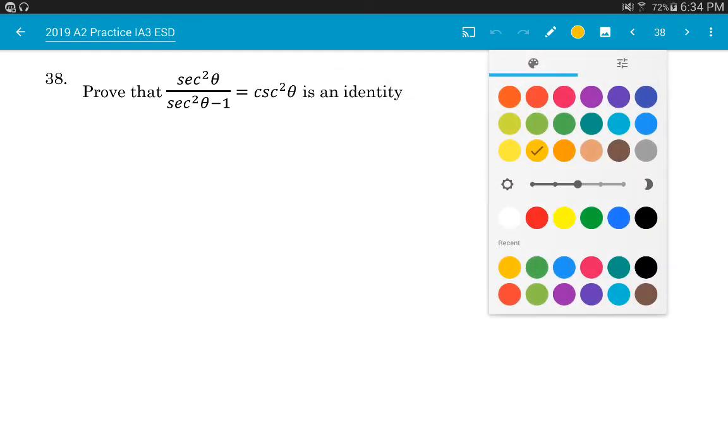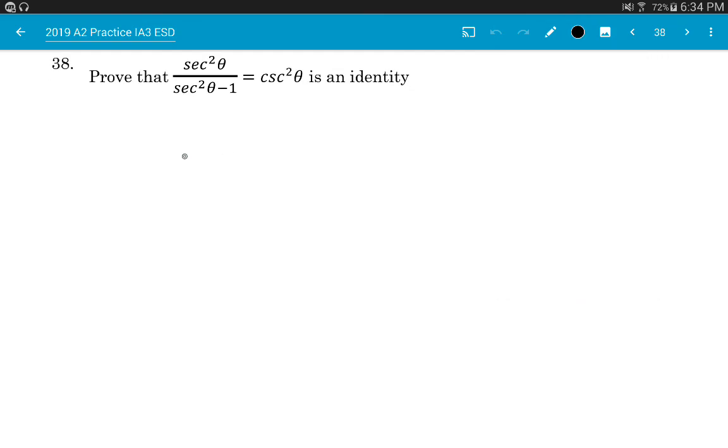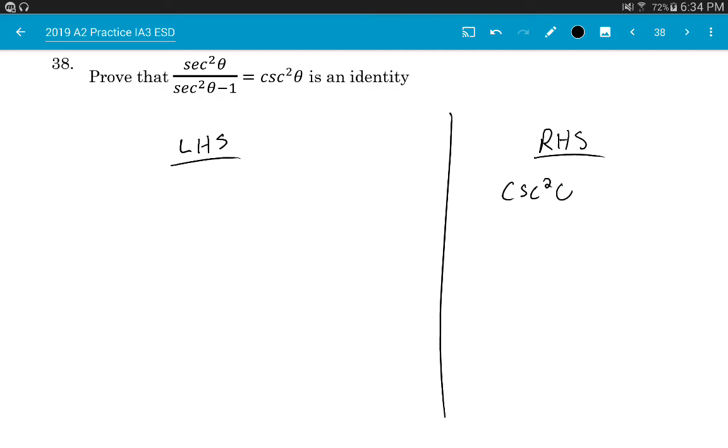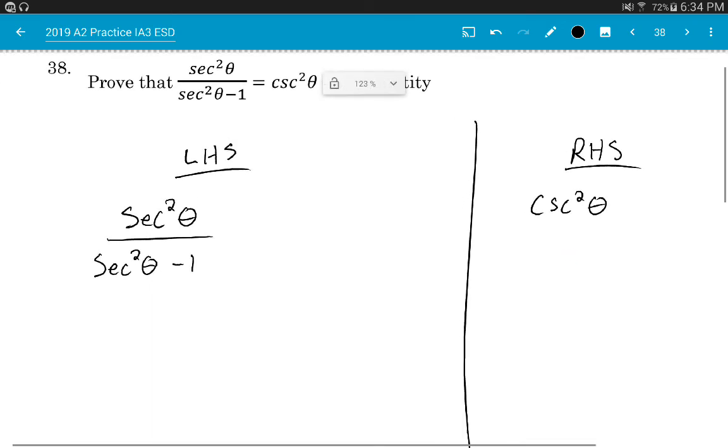38. Prove that this is an identity. So here's how we do it. We have a left-hand side, and we have a right-hand side. My right-hand side is cosecant squared theta. My left side is secant squared theta over secant squared theta minus 1. Here's what I'm going to want to do.